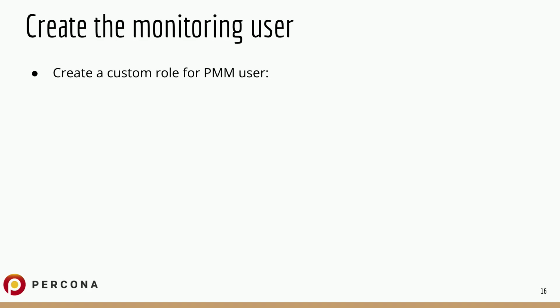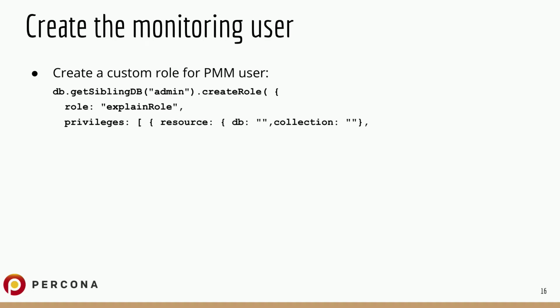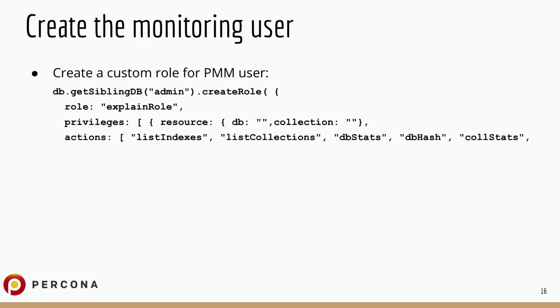And then, as I mentioned, we have to create the monitoring user. And here we require a custom role to be able to get all of the information that we need. So we can use the create role command, right? And we require the name. We can put any name really, but our default name is explain role. And it requires a few privileges to gather the information that you will see then in the dashboard. So you'll need all of these things, okay, to be able to see all of the info available.